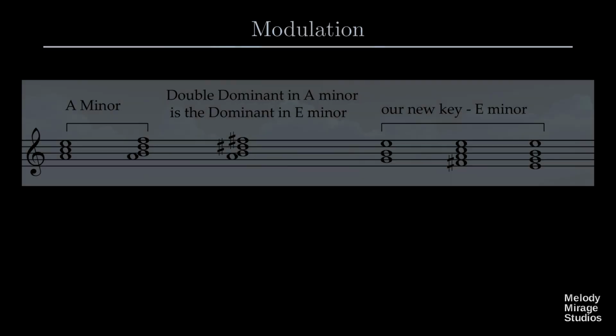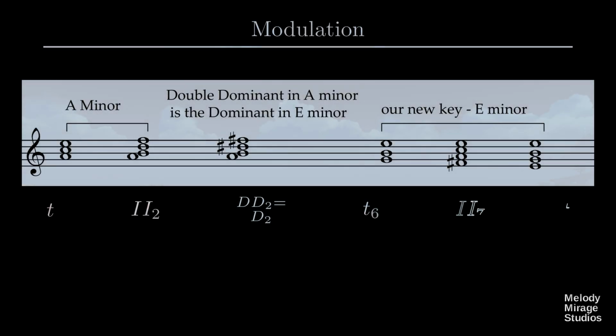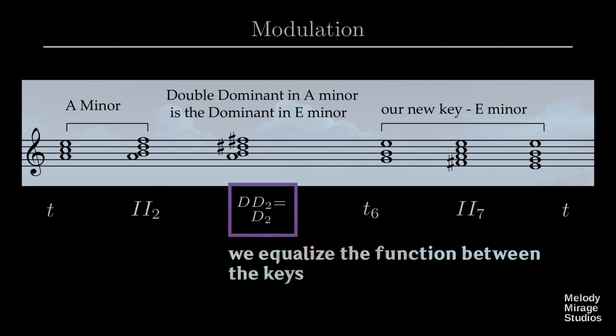Modulation is probably the hardest of them all. It means that we're moving away from our current key completely. We put an equal sign, depending on the situation, to mark the crucial function where the key changes.